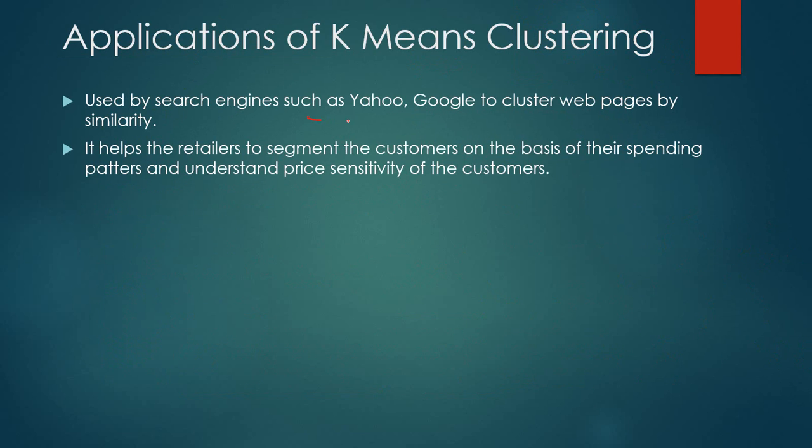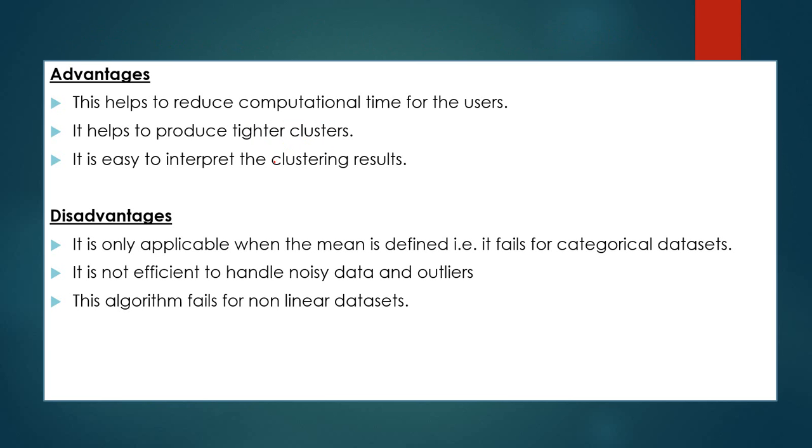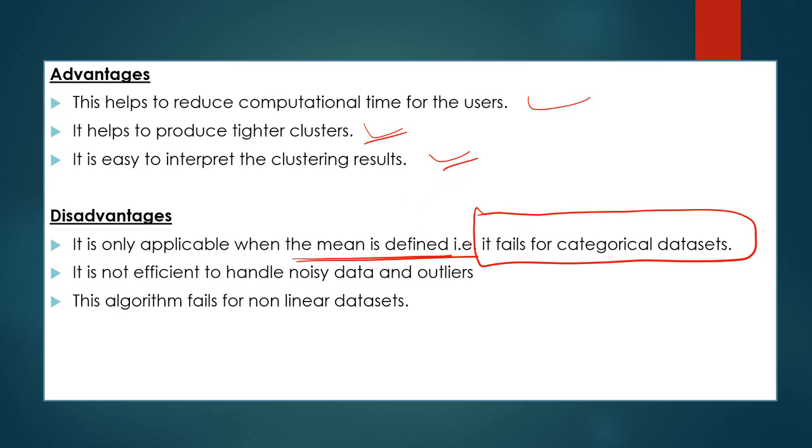The applications are used primarily for search results by Yahoo, Google, Microsoft. It also is useful for segmenting customers into different types. That's important. Its advantage: this helps to reduce computational time for users. It helps to produce tighter clusters, very accurate results, and interpreting results is very easy in k-means clustering. It also has disadvantages. It is only applicable when the mean is defined, and sometimes the mean is not defined. For a categorical dataset, you do not have a mean, so to say, and that's a problem.